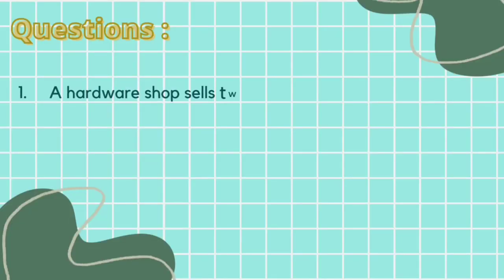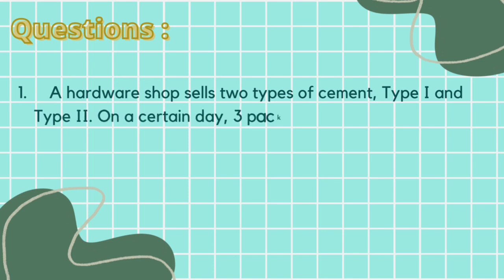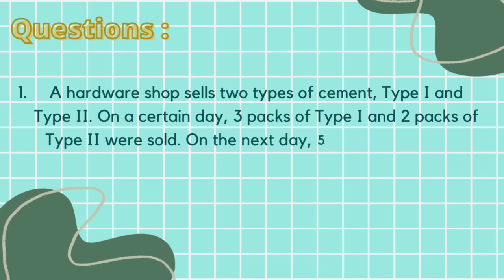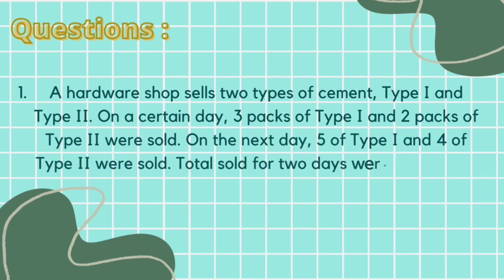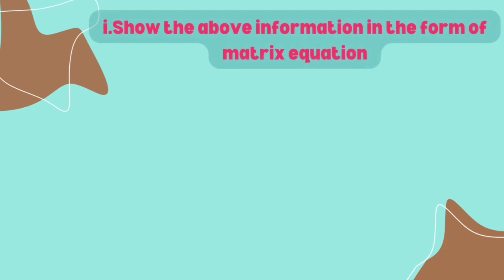A hardware shop sells 2 types of cement, type 1 and type 2. On a certain day, 3 packs of type 1 and 2 packs of type 2 were sold. On the next day, 5 of type 1 and 4 of type 2 were sold. Total sold for 2 days were RM150 and RM930 respectively. Firstly, we need to show the above information in the form of a matrix equation.